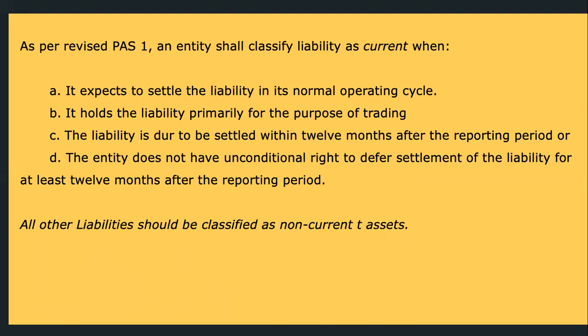So if it meets any of these four criteria, and all other liabilities should be classified as non-current liabilities. If it does not fall within these criteria, automatically the liability shall be classified as a non-current liability. So basically, when we say current, it's for short-term purposes, within the normal operating cycle, for trading purposes. But when we say non-current, whether asset or liability, it's for long-term purposes. Basically, it is more than 1 year, that is its time period.